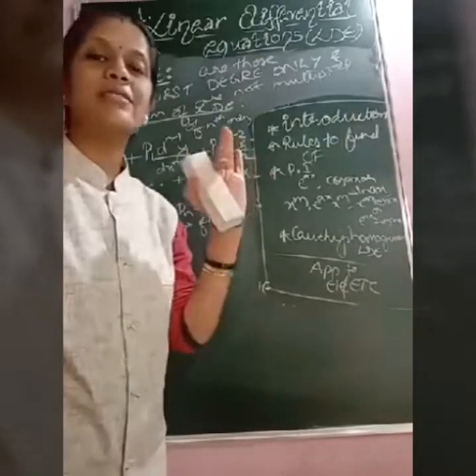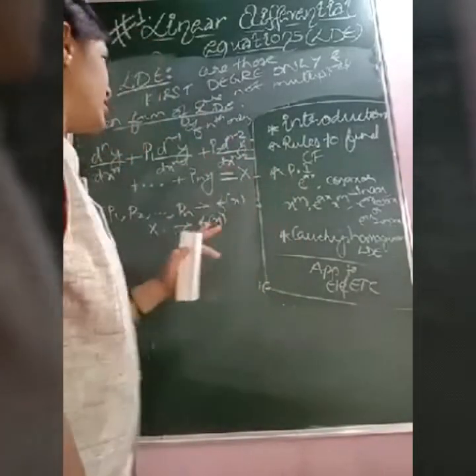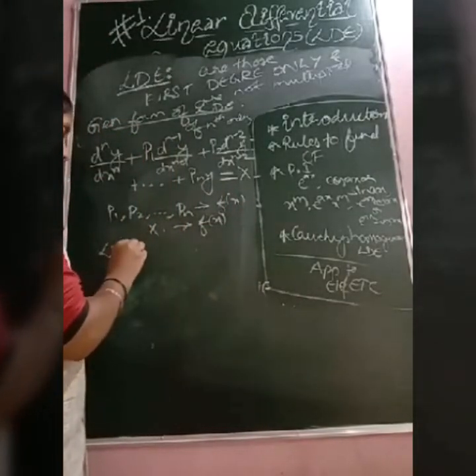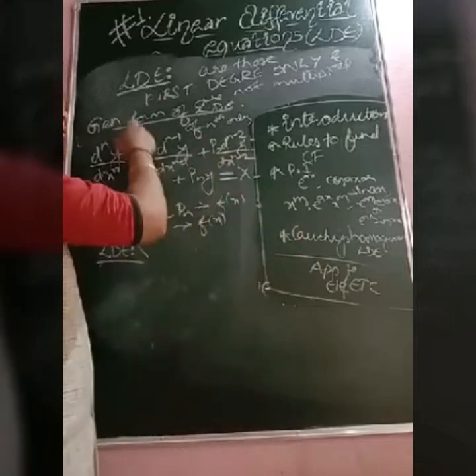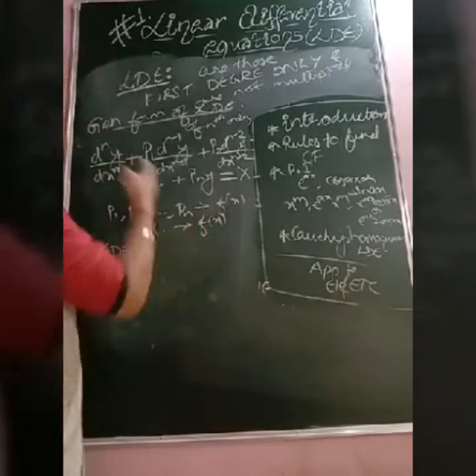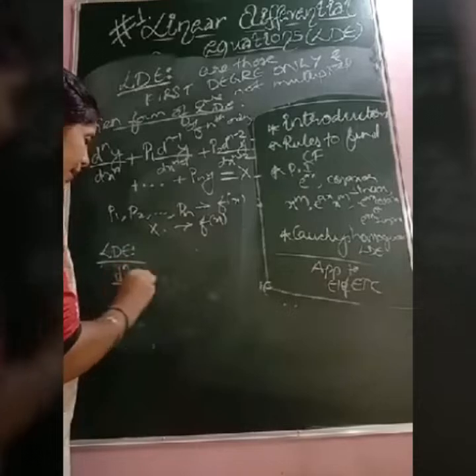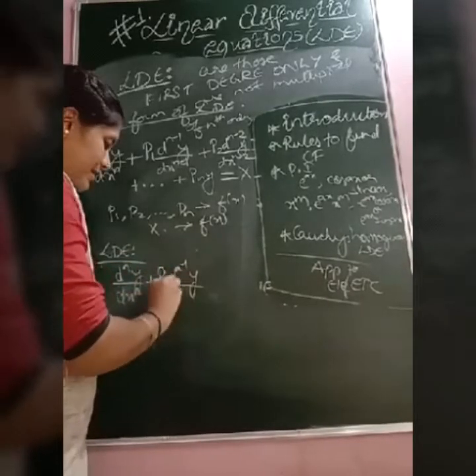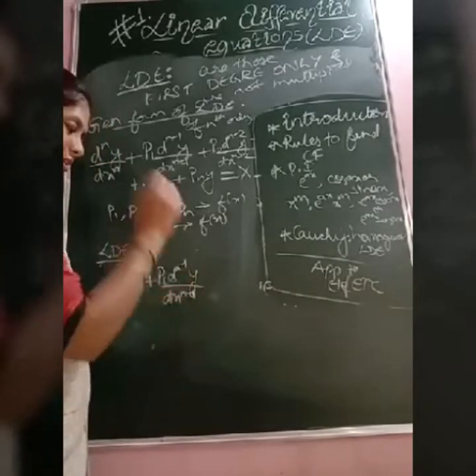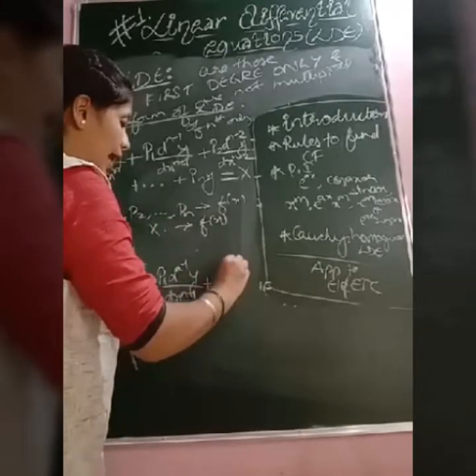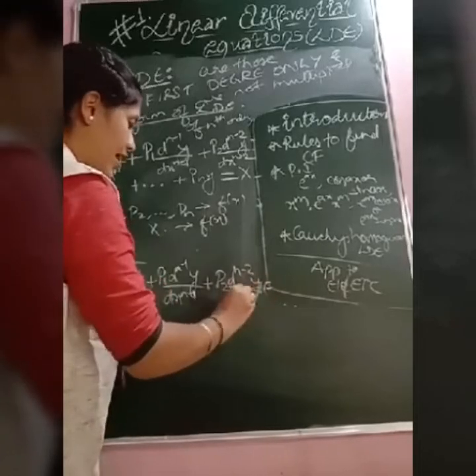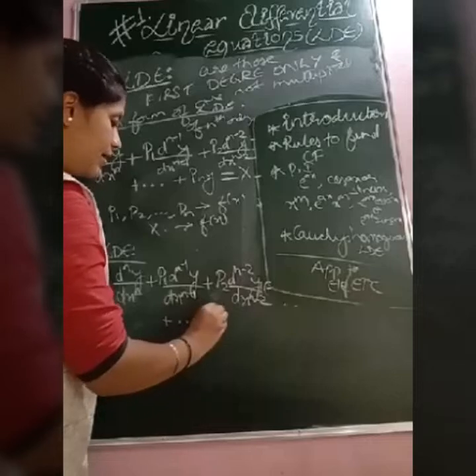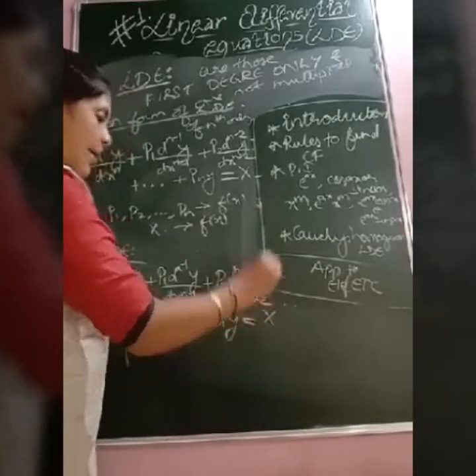So this is known as the general form of linear differential equation. Now, what is meant by linear differential equation with constant coefficient? The general form of linear differential equation with constant coefficient is the same form: d^n y by dx^n plus p1 d^(n-1) y by dx^(n-1), the (n-1)th derivative of y, plus p2 times the (n-2)th derivative of y with respect to x, plus and so on, plus pn y equal to capital X.